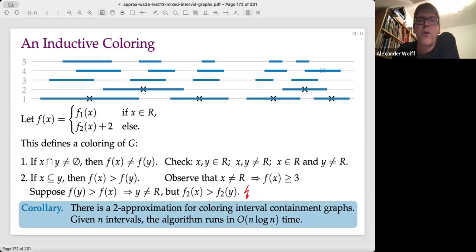Okay, so using this observation gives me, it's a constructive proof, so it gives me actually an algorithm for coloring these interval containment graphs. And if you implement it carefully, you can do it such that it runs in n log n time. Okay, and the reason why it is a 2 approximation is simply it uses no more than 2 times the clique number of the graph.